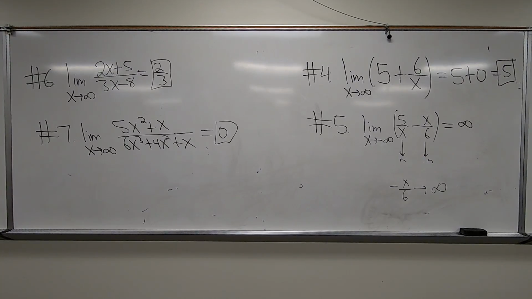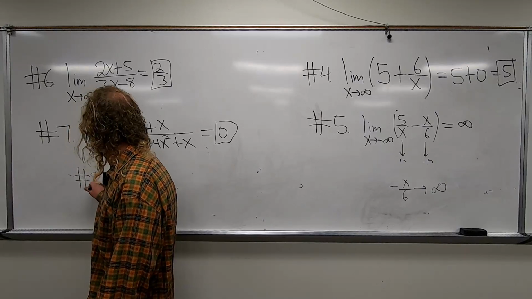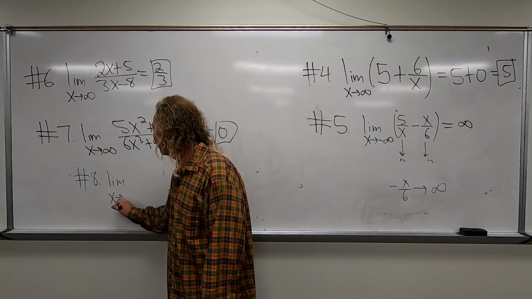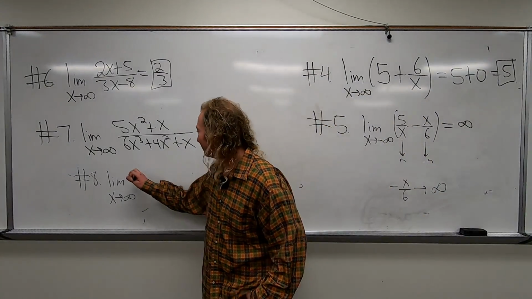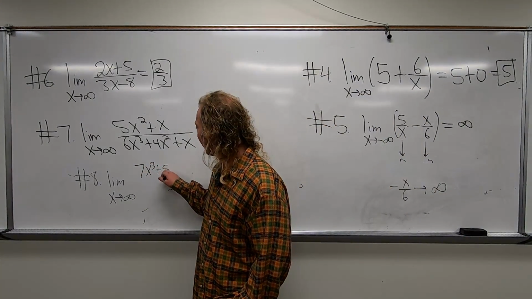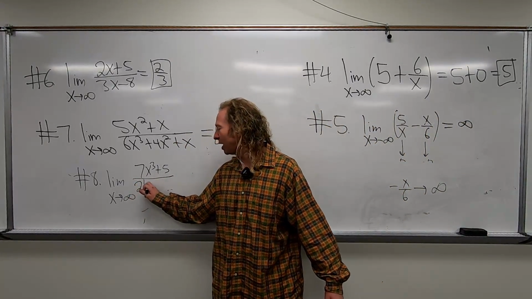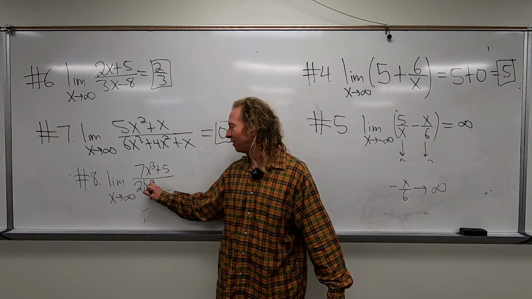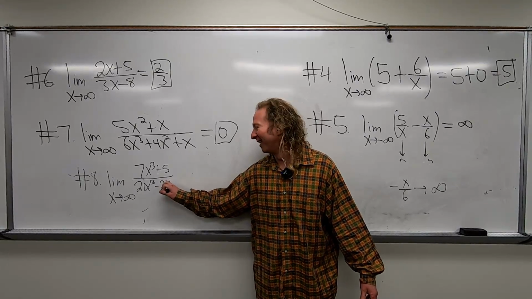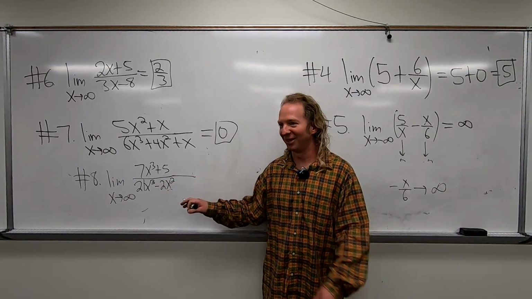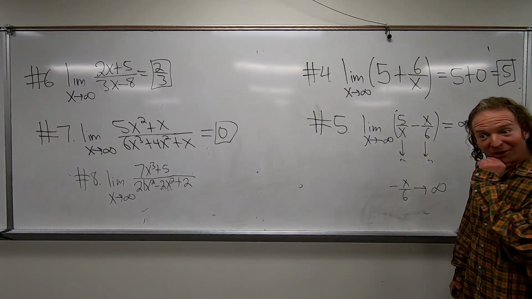Okay, number 8, let's do number 8. Limit, x goes to infinity. 7x cubed plus 5 over 21x cubed minus 2x squared plus 2. I memorized the last part. What do you think? 1/3.